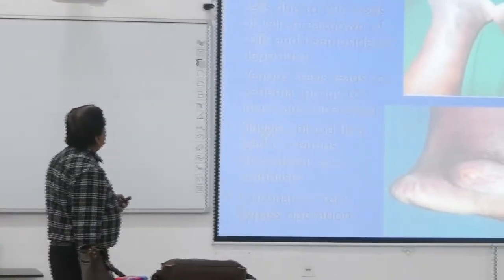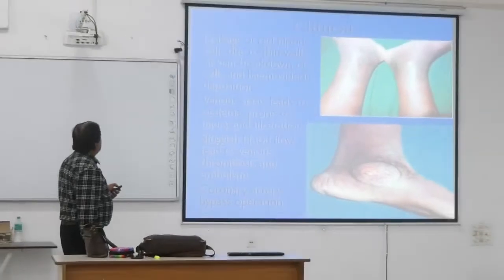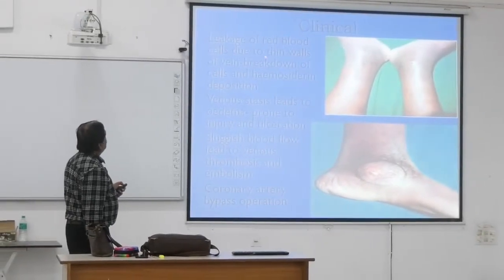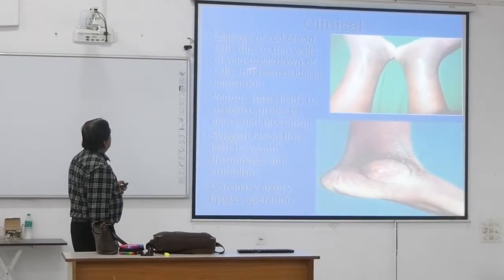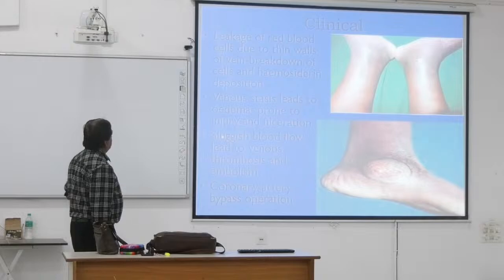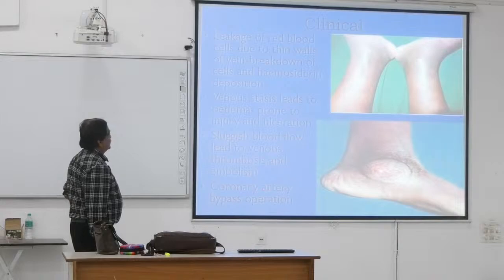Now, critical leakage of red blood cells due to thin walls of vein breakdown cells and hemosiderin deposition. Venous stasis leads to edema, prone to injury and ulceration. Sluggish blood flow leads to venous thrombosis and embolism.